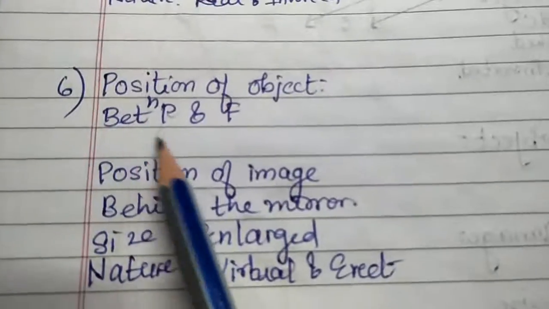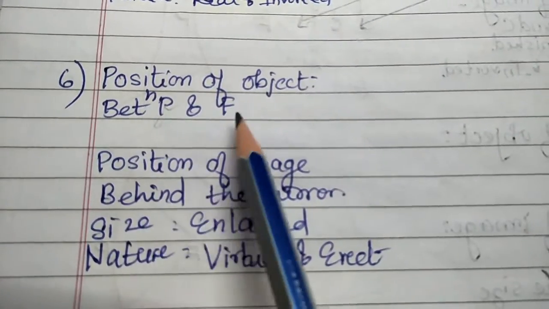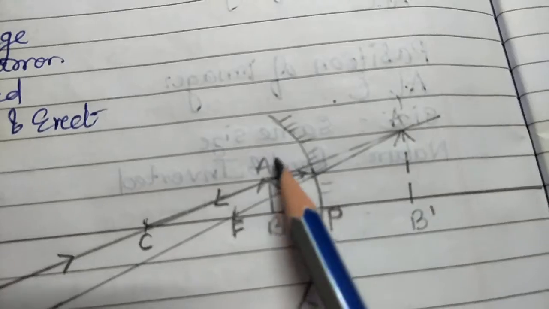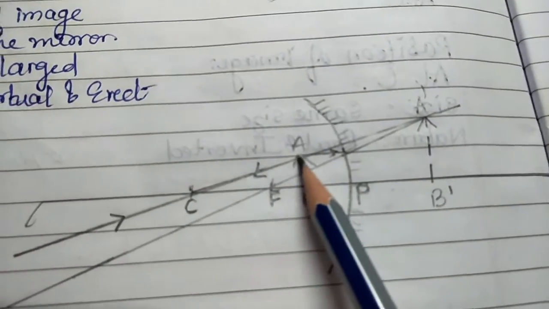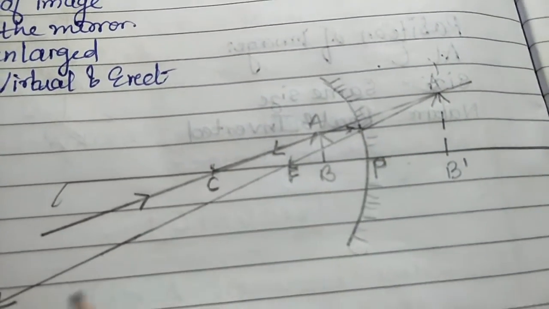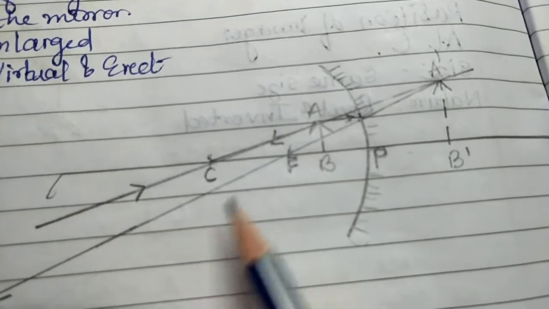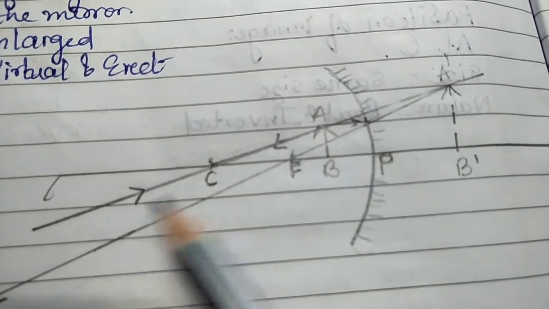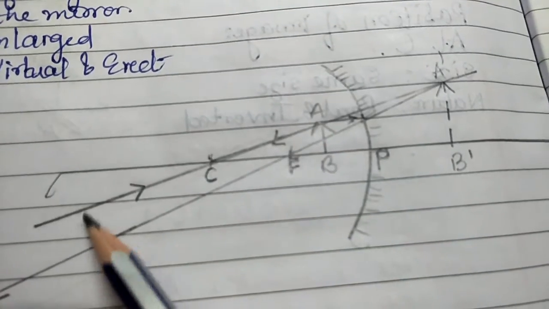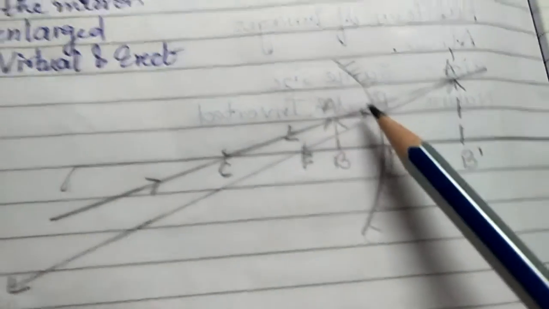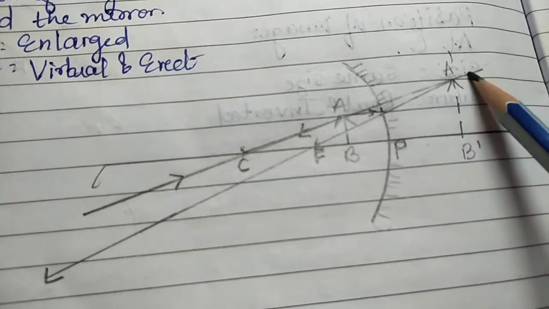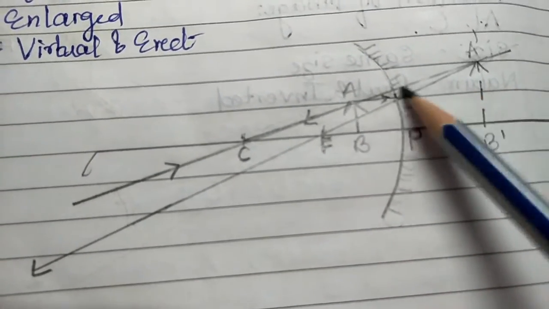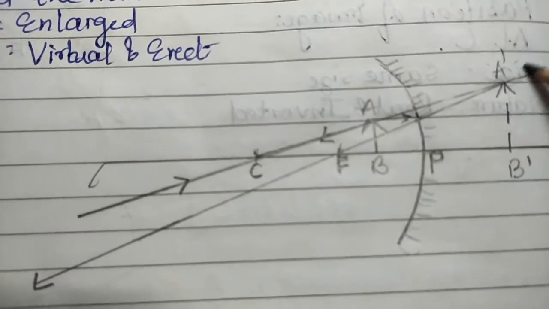And the last position is the position of the object between P and F. Now can you see here, P and F, I have placed the object here. Now the first ray parallel to principal axis passing through focus, and the third ray passing through center of curvature and coming back. Because you can see these two rays are not meeting, we have to extend them back side of the mirror, like this. The dotted lines, can you see? And they meet here.